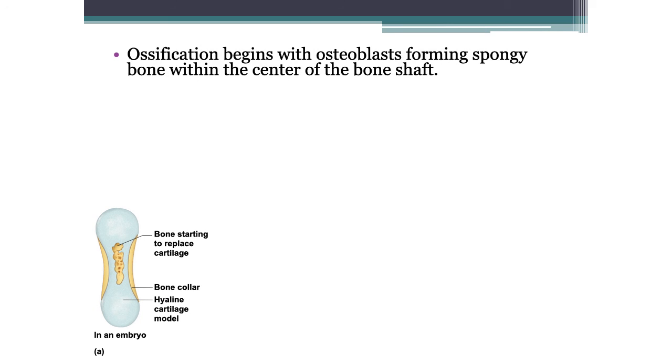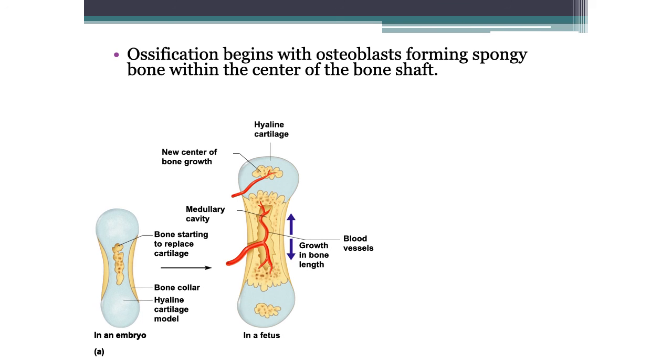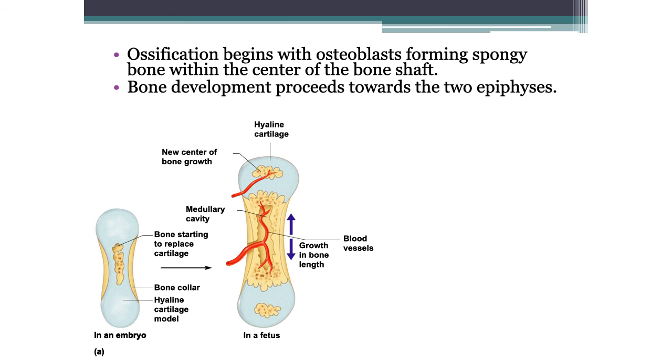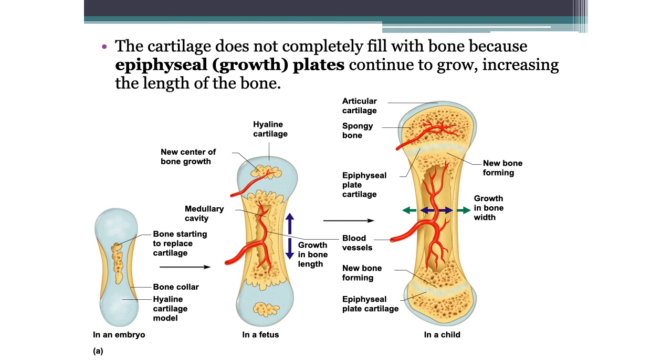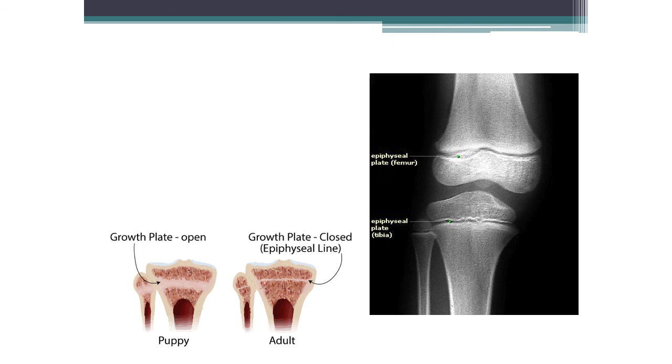So ossification begins with osteoblasts forming spongy bone within the center of the bone shaft. And we see bone development proceeds towards the two epiphyses. So we see that right there as the bone is growing, bone growth. You can see that in the second diagram. And then finally, we see the last diagram as it's starting to solidify and ossify as it gets older.